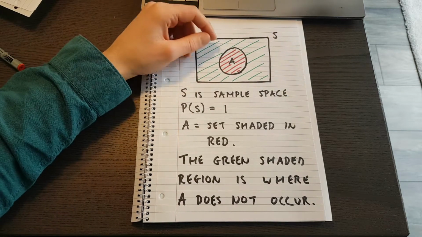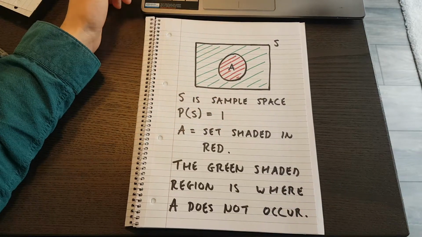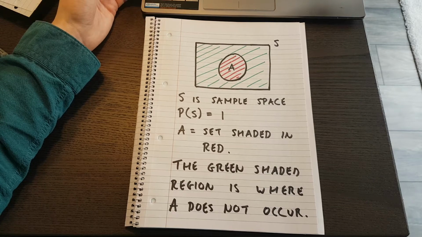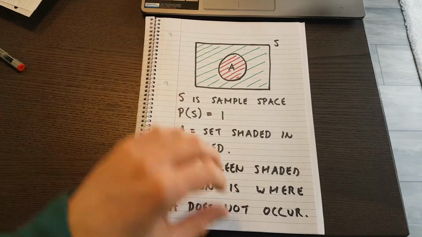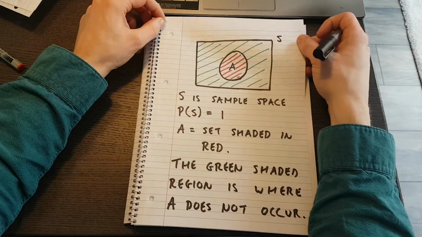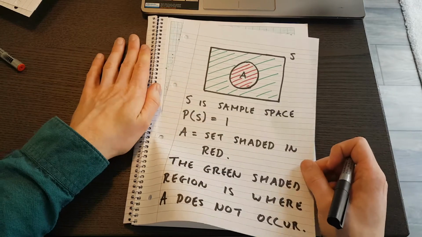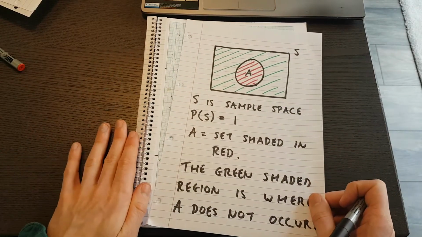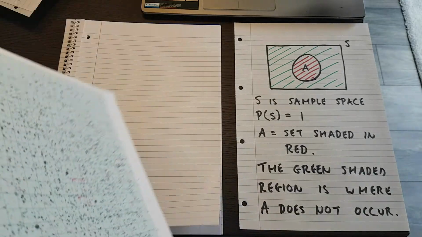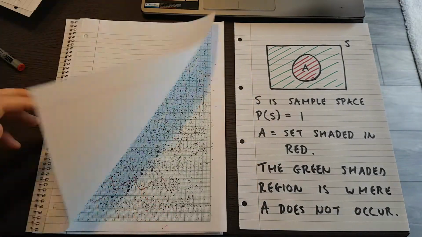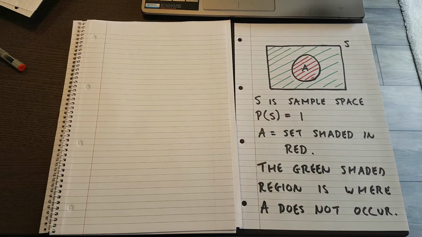S could be the sample space for rolling a die. A could be that I get an even roll, and then the green area would be where I don't get an even roll. And if I don't get an even roll, then I would get an odd roll. So let's look at a simple consequence. This green shaded region is where A doesn't happen.